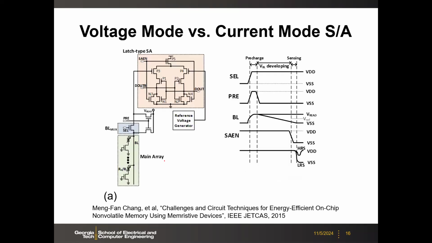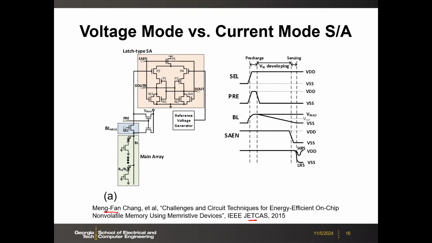Okay, so let's look at the current mode versus the voltage mode. There was a good review paper from the JetCast from Professor Mengfan Cheng. He's a domain expert in this field. He's a professor at National Tsinghua University in Taiwan, and also he's now the director of TSMC's University Research Program.